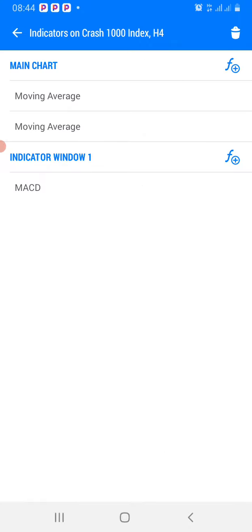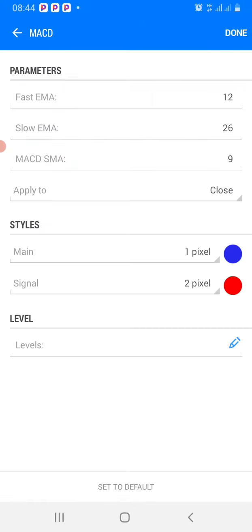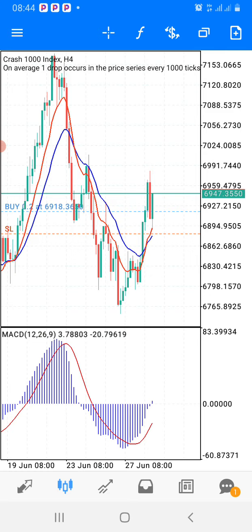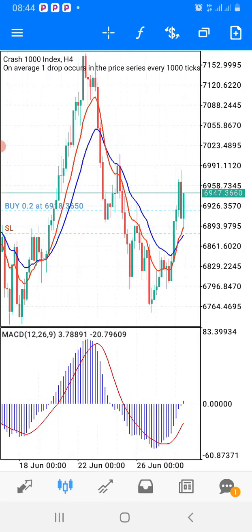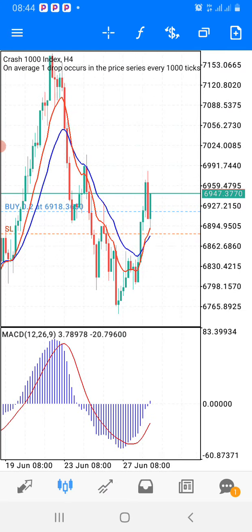The last indicator is the MACD. Fast EMA 12, slow EMA 26, MACD SMA is 9, apply to close. Then the main is 1 pixel, signal 2 pixel. For the main, guys, you'll be using blue, and for the signal you can use red as the color. That is just the indicators that you need for the strategy, so you'll be able to get your screen to look like mine.